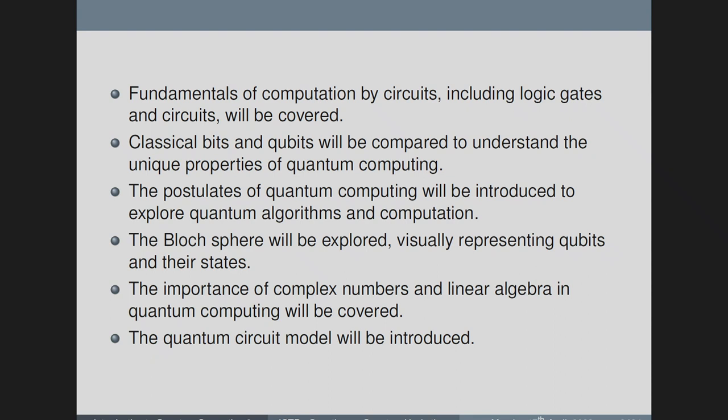We'll then talk about the postulates of quantum mechanics. I'm going to give you an overview. Each of them is probably a lecture by itself, but you should get an overview just in case you've forgotten. Then we'll discuss the Bloch sphere, which is a way of visually representing the qubit, and then we'll do a little bit of complex numbers and linear algebra that we use for quantum computing, and then we'll talk about the quantum circuit model.